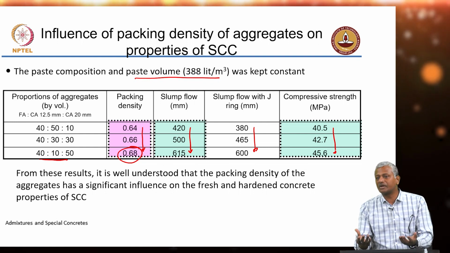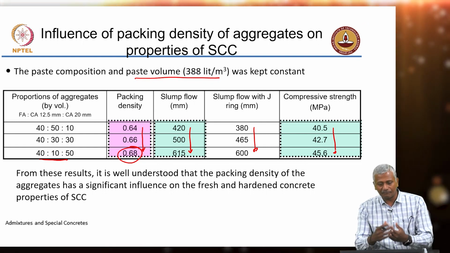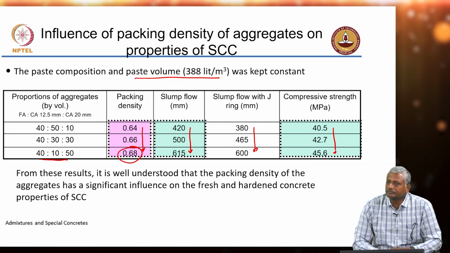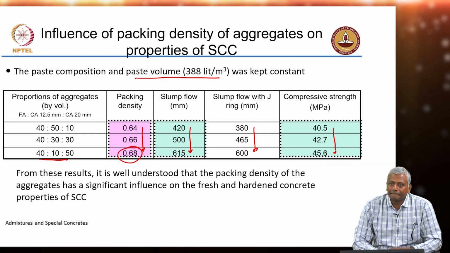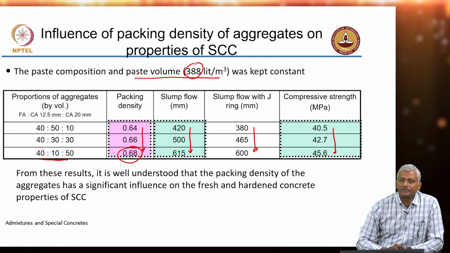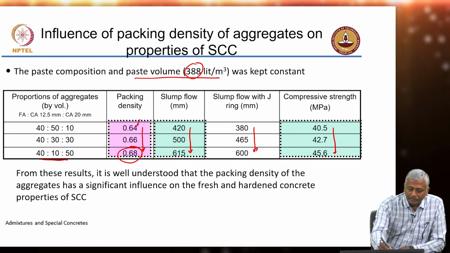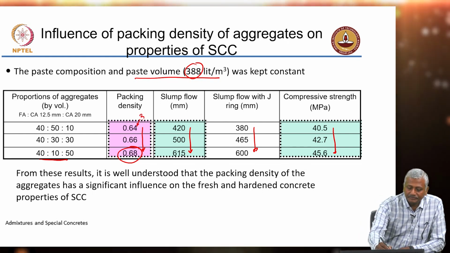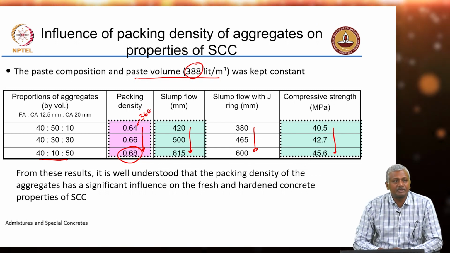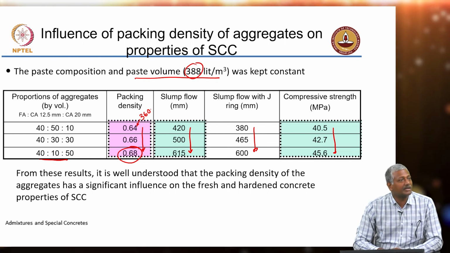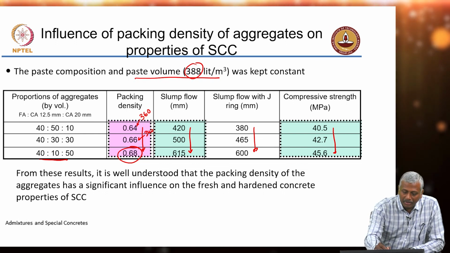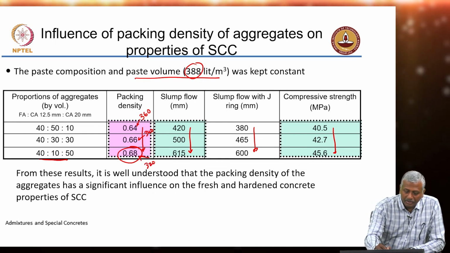Now, compressive strength you are all aware of, definitely it should go up with more packing density because you have less voids. But what about slump flow and slump flow with gearing, why are they increasing? See, I have 388 liters of paste, right. Here, how much voids do I have? If I take 1 cubic meter, I have 0.36 void content, 360 liters of void is there. Here, 340, here, 320.